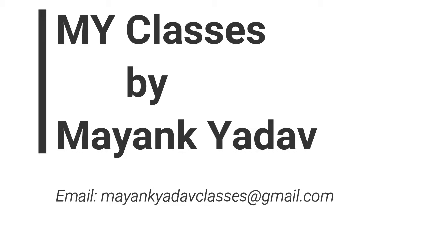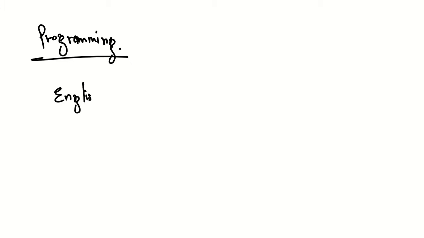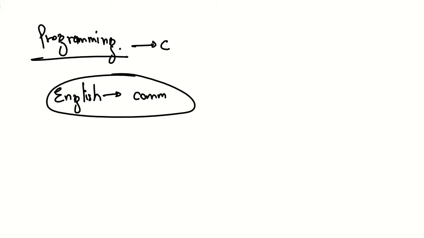C is a programming language. We know this. And as all languages have some grammar, if you just talk about the English language, English is a communication language, whereas C is a programming language. English has its own grammar, it has its own set of words which are explained in a dictionary, and we have some set of rules which will tell us what is a correct sentence and what is a wrong sentence.